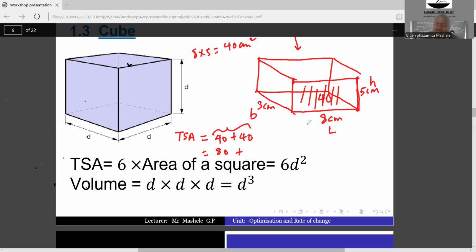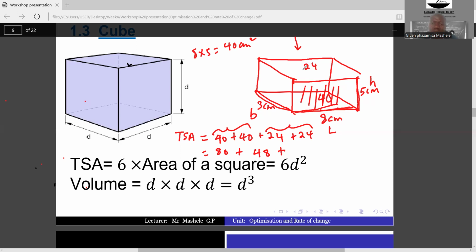Now we can look at the base. If this is 8 here and the breadth is 3, to calculate the area it's 8 multiplied by 3, which is 24. If the base has an area of 24, the top part will also have an area of 24, which means the total area of the top and the bottom is 48.